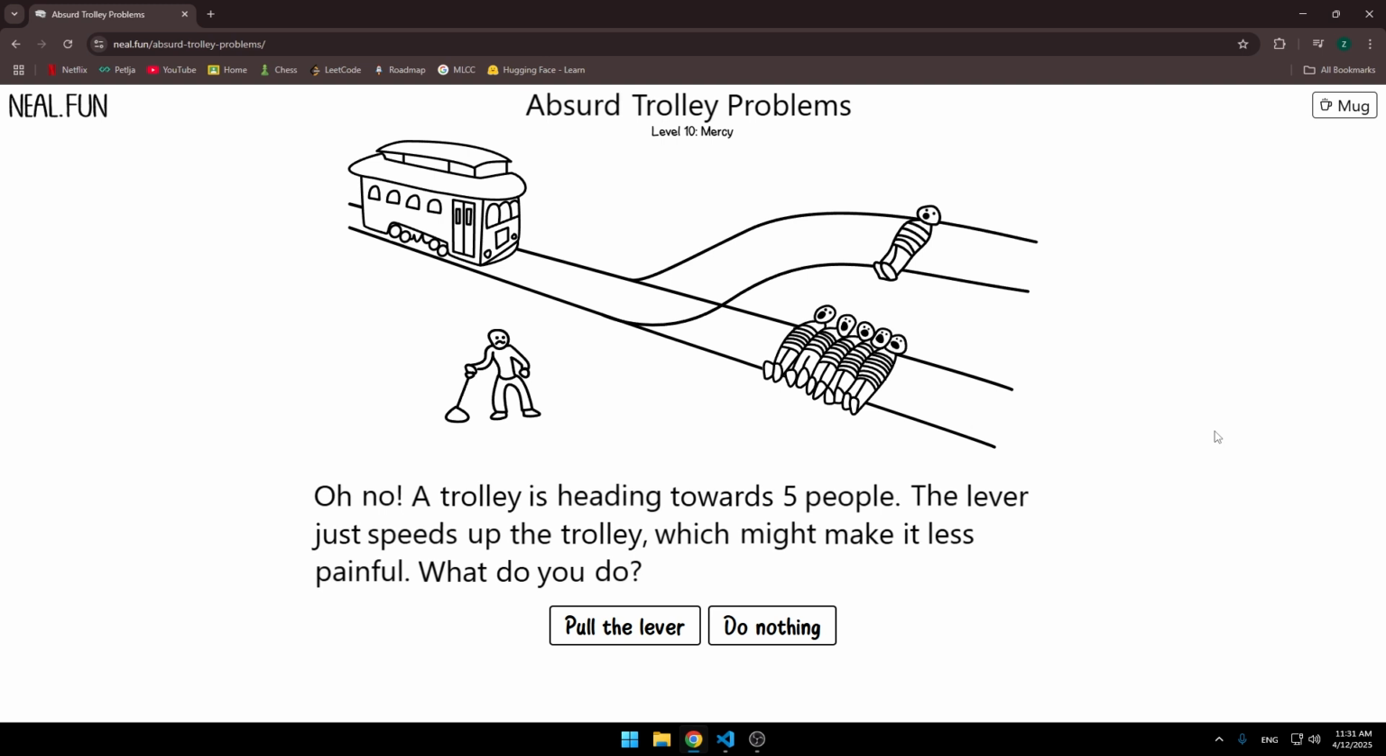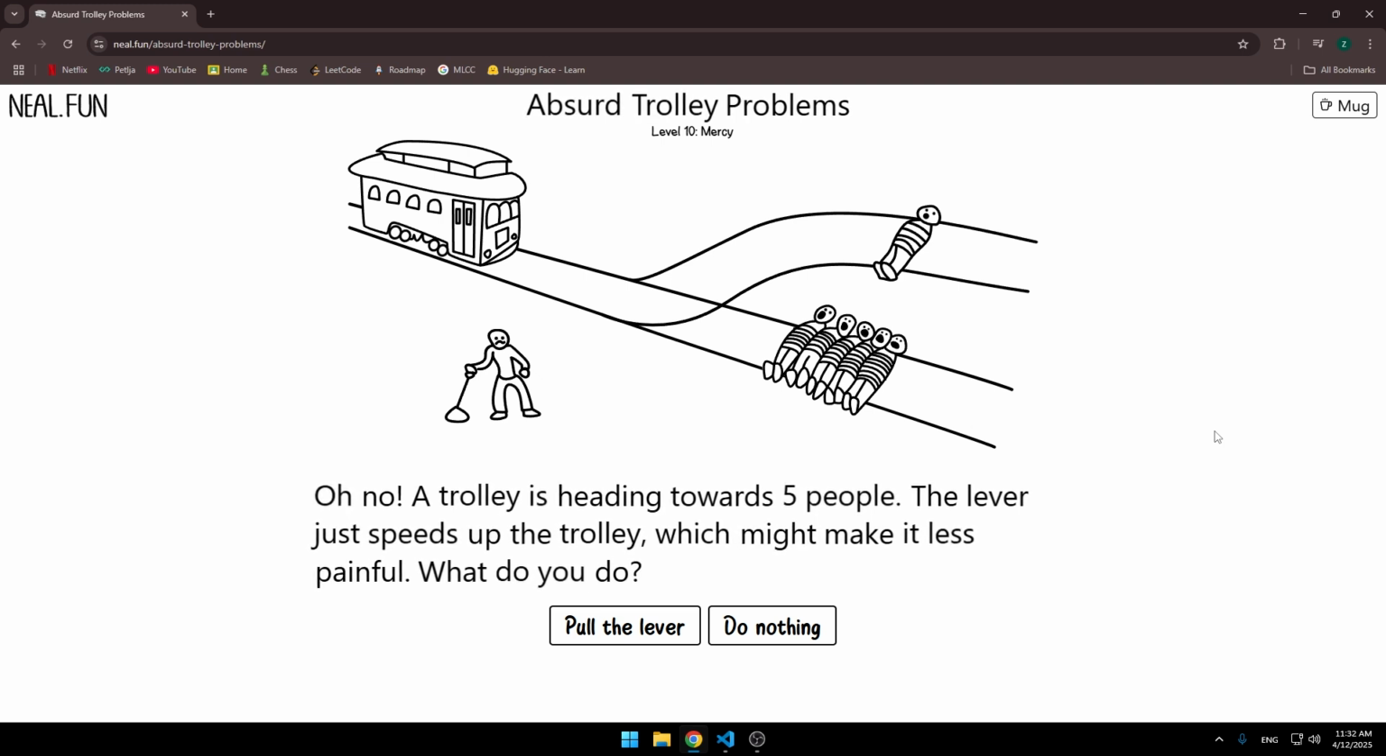Mercy. Oh no, a trolley is heading towards 5 people. The lever just speeds up the trolley, which makes it less painful. What do you do? This is a good one. Let's see. Honestly, I pulled the lever, makes it less painful. It's pretty simple.